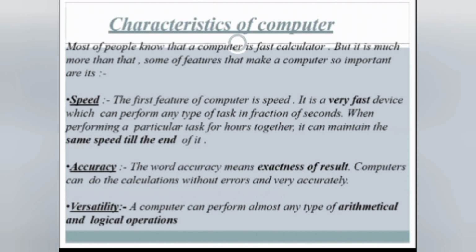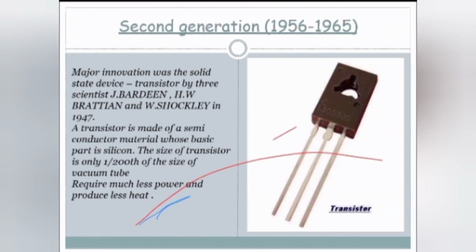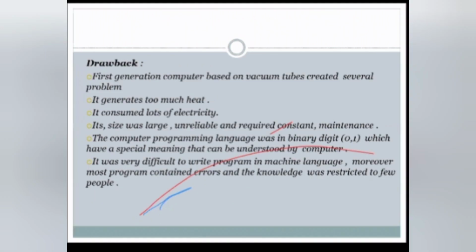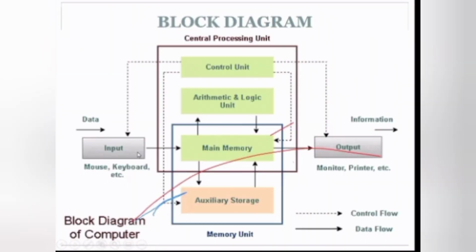So again, we have an attachment of the second generation of computers. You can see it in the images. And the next slide is drawbacks. In general, we can say that everything has drawbacks. So like this, we have drawbacks in the first generation of computers. Also, you can see them in the images, and next we can see the block diagram.